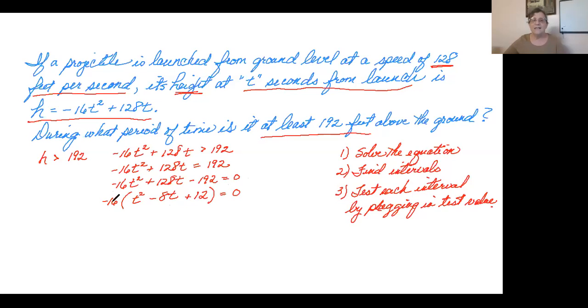Negative 16 is not a factor that can ever equal zero, so we can actually just forget about that one. If that was a 16T, that would be an entirely different situation. But because it's just a 16, negative 16 can never equal zero. So we're only concerned with the factors that could equal zero. Factors of 12 that add up to 8 are 2 and 6. To get a negative 8, we need a negative 2 and a negative 6. This is going to give us T is equal to 2 and T is equal to 6.